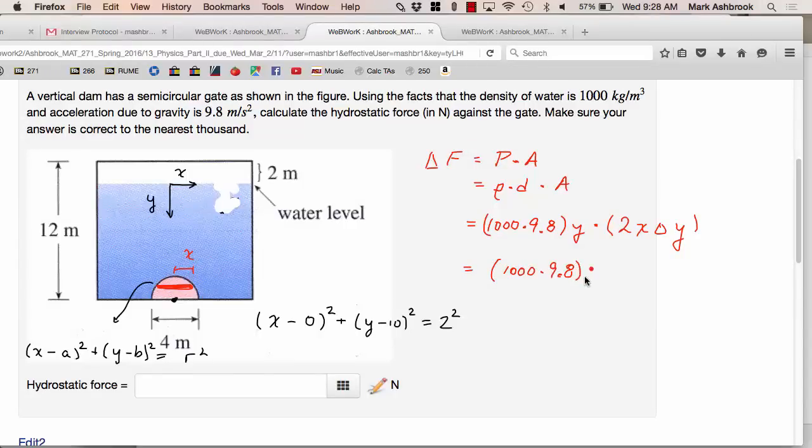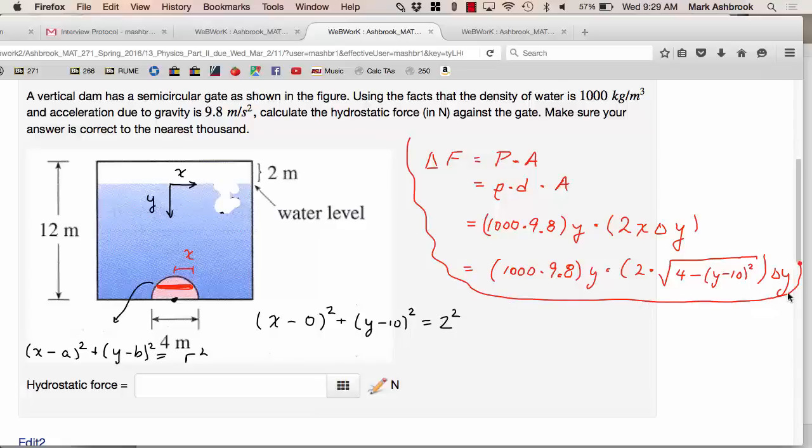So density times depth times 2 times what's x in terms of y? It looks like the square root of 4 minus y minus 10 quantity squared, times delta y. That's it.